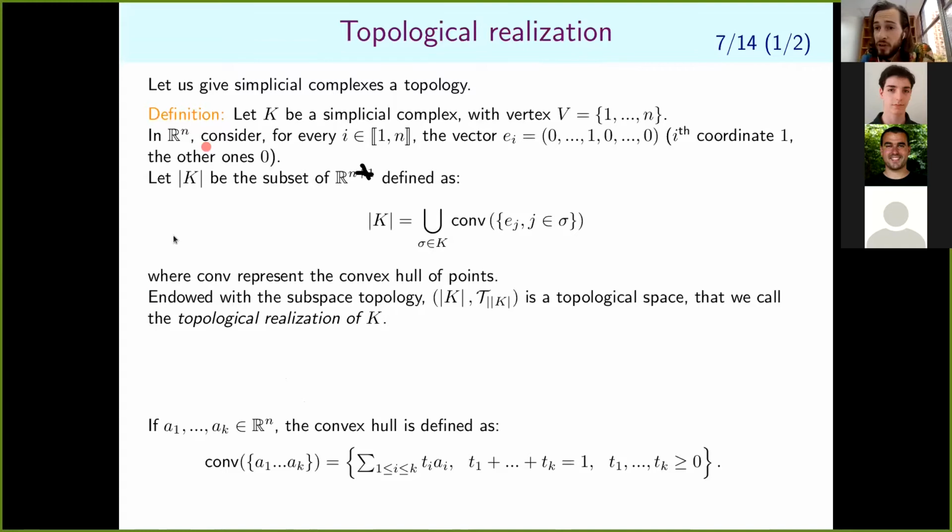Then I will consider a subset of Rn that I call K with 2 bars. And this subset is defined as the union of convex hulls of the simplices of K. I take every simplex of K, the abstract combinatorial simplex. For every simplex, I look at its vertices. Then I look at the corresponding canonical vectors of Rn. And then I consider the convex hull.